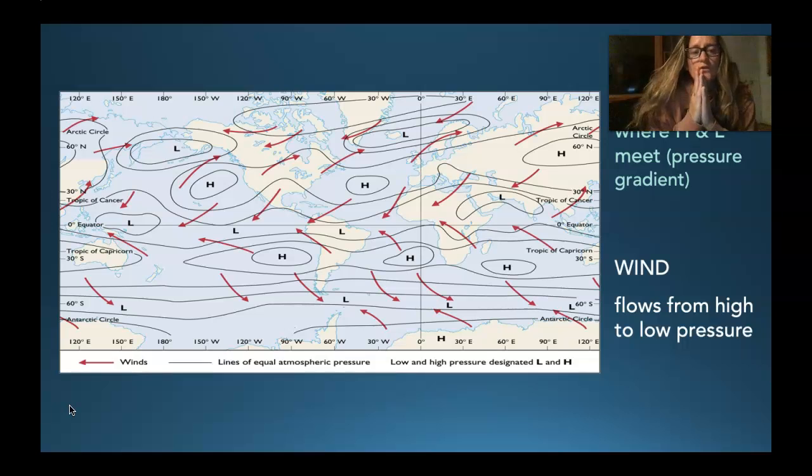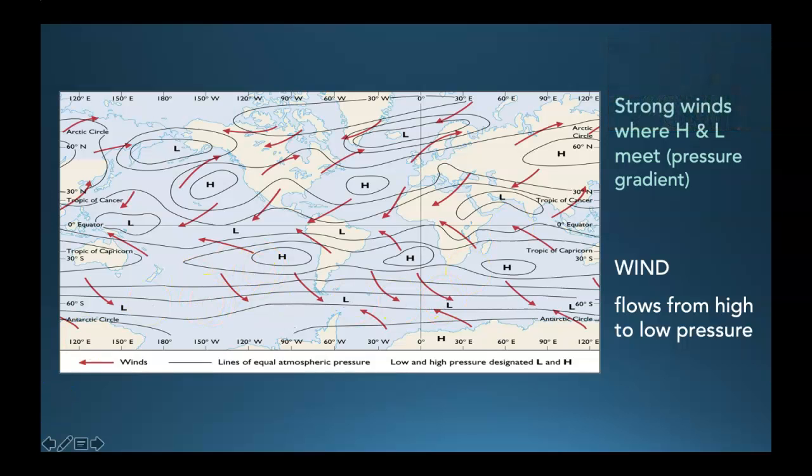So remember, the wind is going to blow. Winds are going to blow from high pressure to low pressure. So those red arrows indicate the direction that the wind is blowing, from high to low.